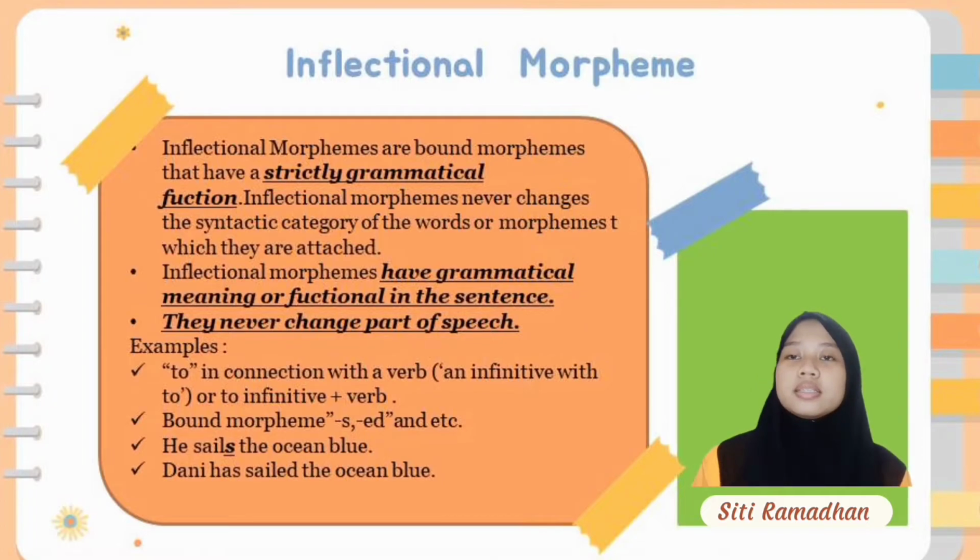Example: one is in connection with a verb and infinitive with to, or to infinitive plus verb. And the second, both morphemes are -s, -ed, and -ing. He said the ocean blue. Dania has said the ocean blue.